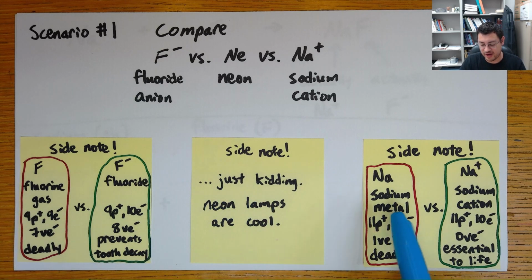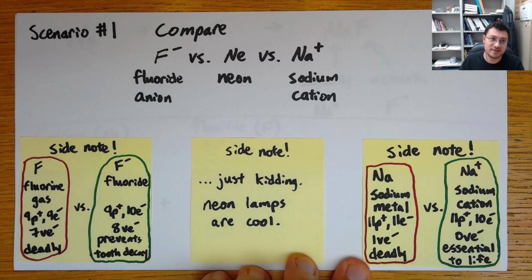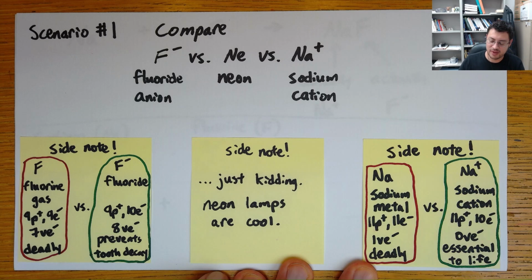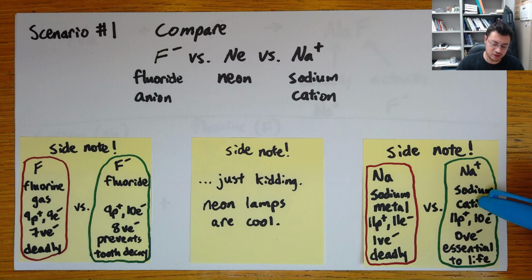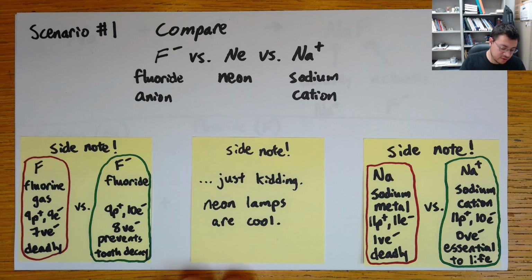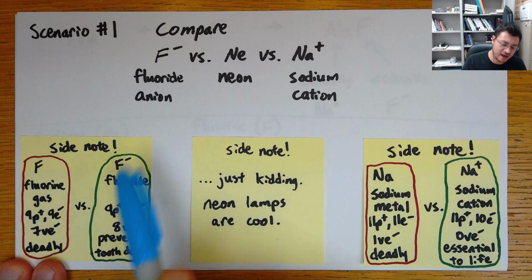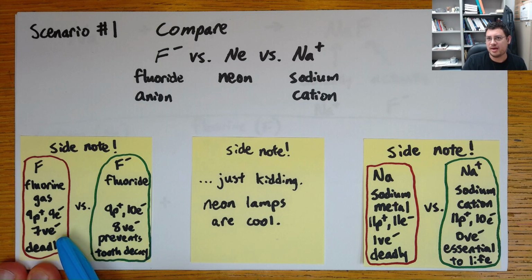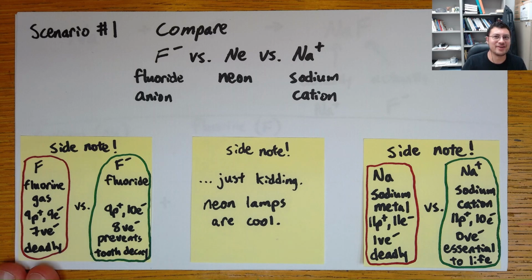And so this is a very reactive element. Having that one valence electron can make it very reactive, all right? Versus sodium cation, this is essential for life, all right? Like in sodium chloride, table salt, you have sodium cation and chloride anion, right? One electron makes a world of difference. Similar thing can be said for fluorine, all right? We're not talking about fluoride, we're talking about fluorine gas, all right? That's deadly too. Having 7 valence electrons, deadly, all right? Things are less reactive when you either have 8 valence electrons or 0 valence electrons, generally speaking.